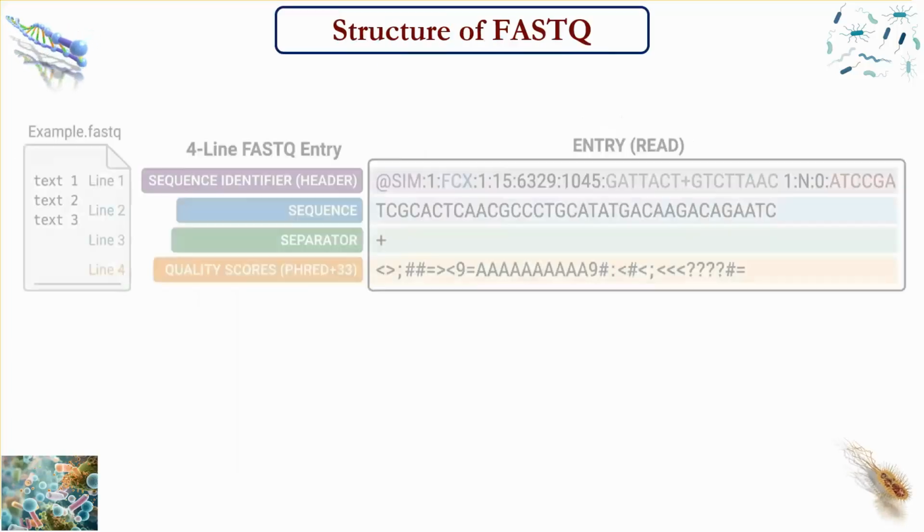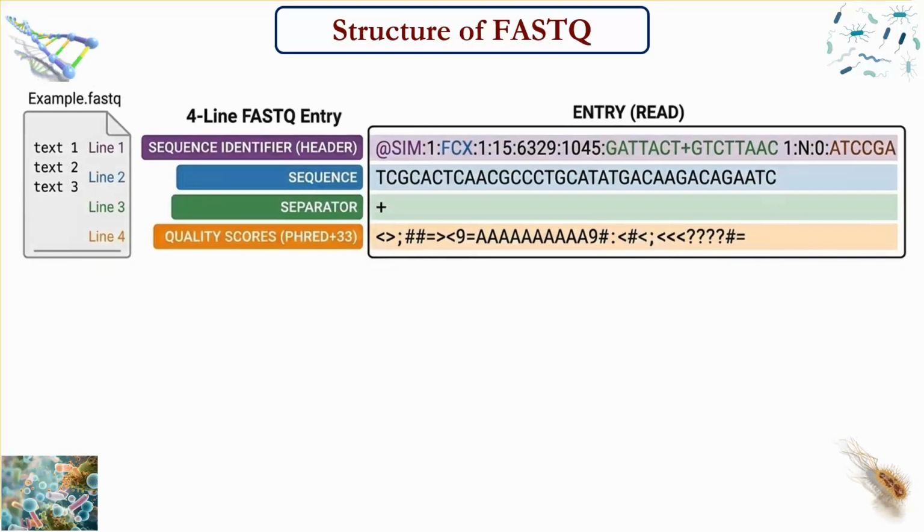Now let's understand the structure. Each read or entry in a FASTQ file consists of 4 lines. Let's look at an example. Line 1 starts with an @ symbol. This is the identifier or header, which is a unique label for each read. In Illumina sequencing, this line is not random. Rather, it follows a well-defined structured format.